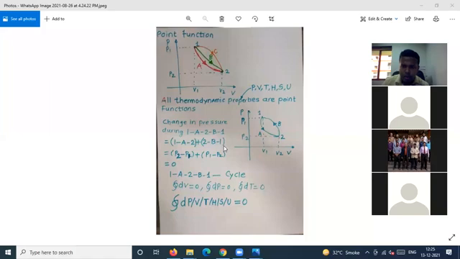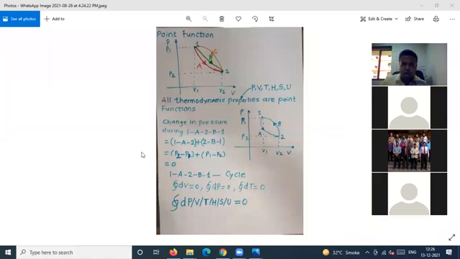Yes, sir. Okay, now see, when you add these two changes, you will get a value equal to 0. See, during 1A2, the pressure got decreased from P1 to P2, but during 2B1, pressure again got increased from P2 to P1. It was initially decreased from P1 to P2, now it got increased from P2 to P1. So what is the change? It's 0.